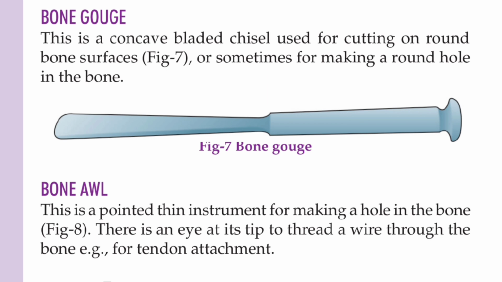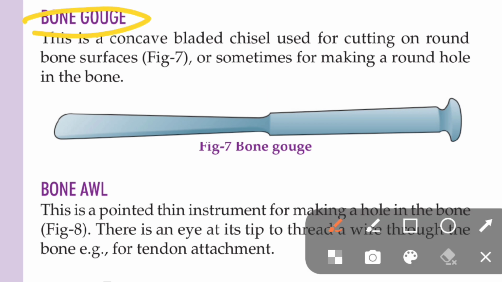Next here you can see this is the bone gouge. Okay, bone gouge, it is a concave blade chisel. It is used on round bone surfaces. Okay, most commonly it is used for taking bone grafts from the anterior superior iliac spine.